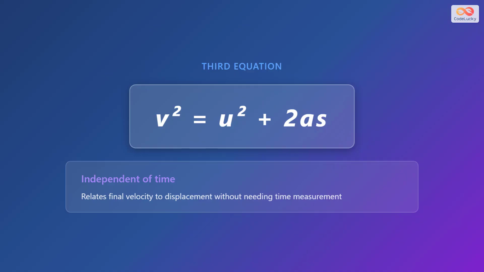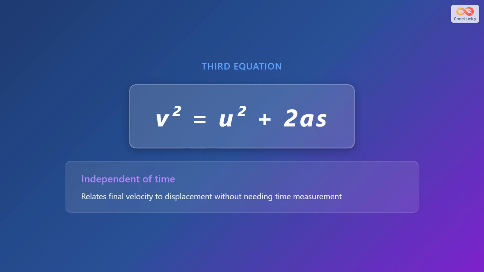The third equation of motion is v squared equals u squared plus 2as. This is a unique and powerful equation because it relates velocity to displacement without involving time at all. It's incredibly useful when time is unknown or difficult to measure. The equation tells us that the square of the final velocity equals the square of the initial velocity plus twice the acceleration multiplied by displacement.